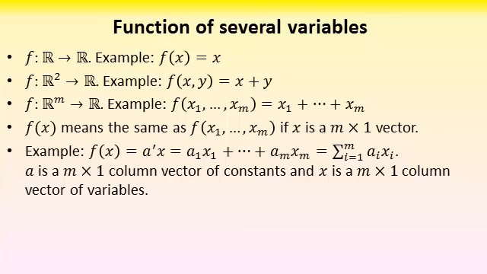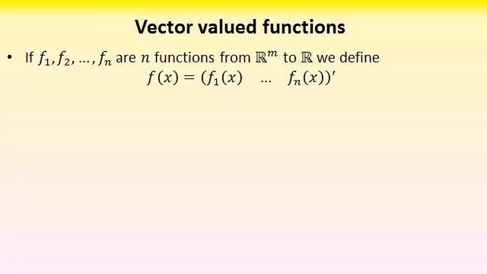So let's move on to vector valued functions. So the idea is the following. Let's say that I have n functions called f1, f2, all the way through fn. And each function is a function from Rm to R. That is, each function takes m numbers and it returns a single number. The functions need not be the same. That is, for given m numbers, the functions may return n possibly different numbers.